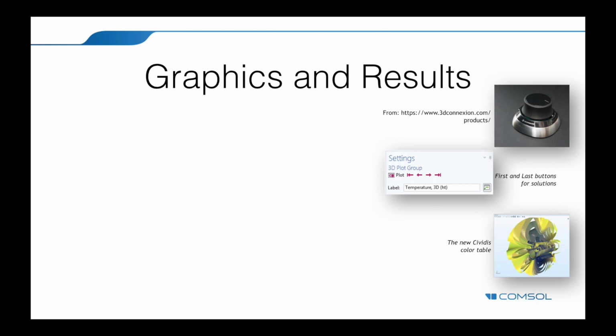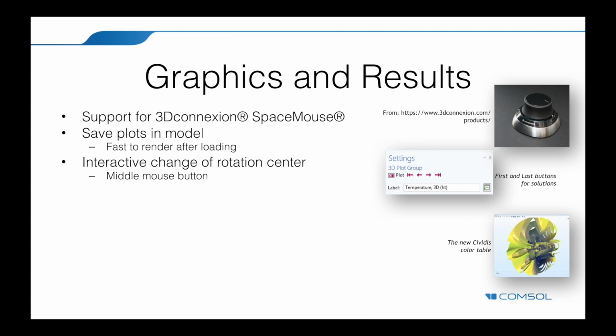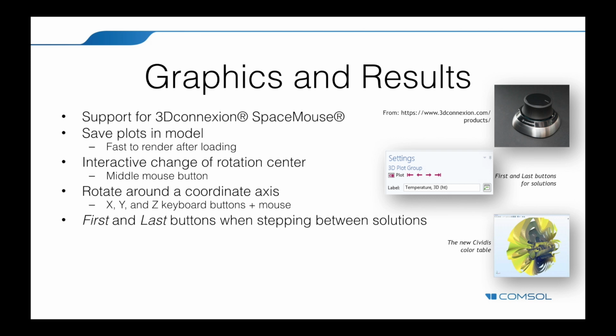You can now choose to save all the plots in the model so that when you load the model again, you don't have to wait for them to be regenerated. This is important for particle tracing, for boundary element models and larger models in general. And the rotation of center, it's a highly requested feature. Now it's easier to rotate around in the graphics window. And there are two new buttons, first and last buttons, when you have parametric solutions.